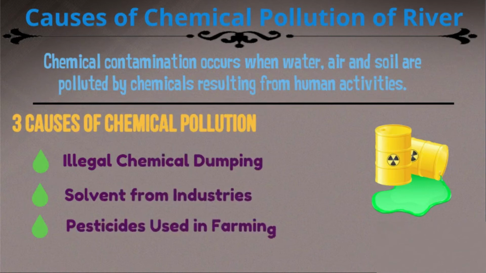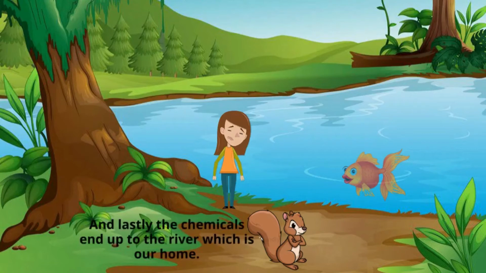Pesticides are used to protect crops against insects, fungi, and other pests. Still, they also play the main role in food production. Nowadays, people have begun to use chemical types of pesticides. With the excessive use, it will run off towards the nearest river and cause water pollution and poison aquatic life. And lastly, the chemicals end up in the river, which is our home.